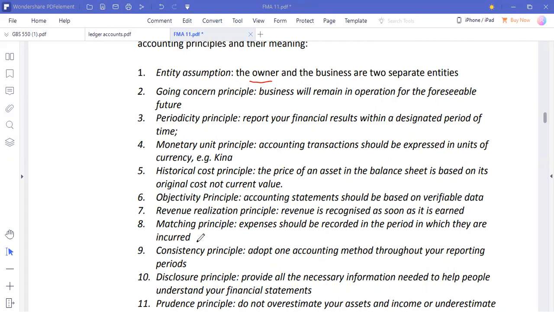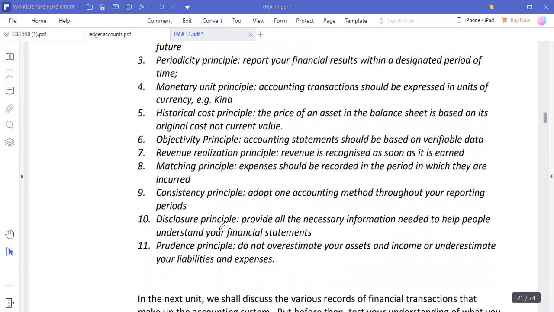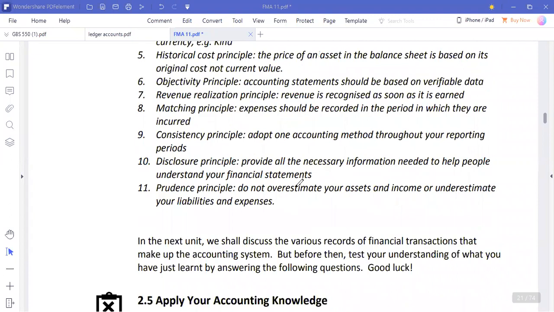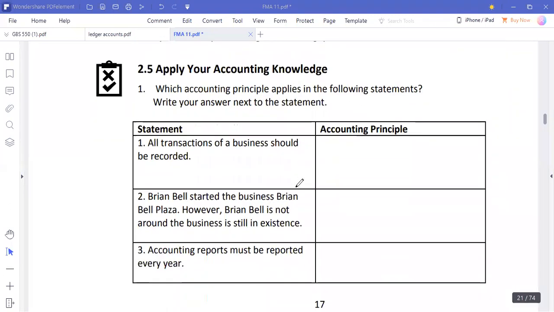Yes, we are, thanks. Then the consistency principle simply says you need to adopt one method throughout the year for the accounting period. Disclosure says you need to provide all necessary information to help you make informed decisions. And the prudence principle simply says that we should not overestimate our assets or underestimate our liabilities and expenses. These accounting principles are very important.